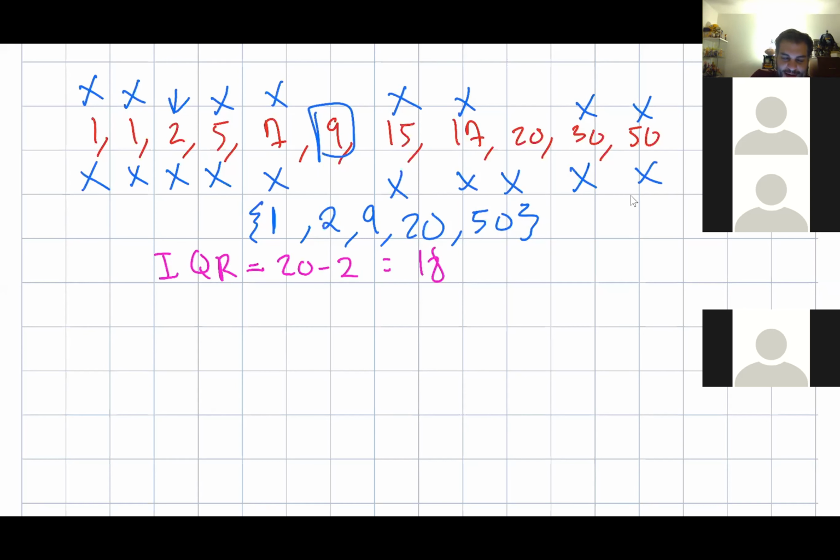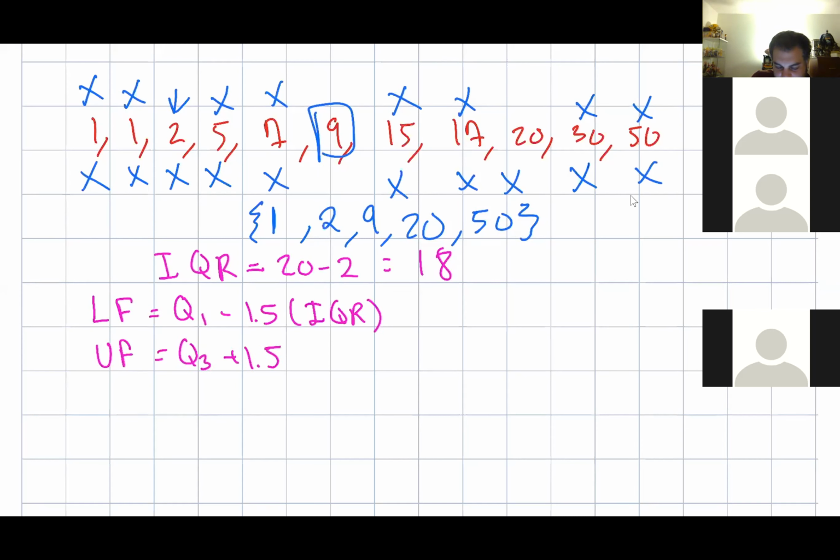All right, so the IQR is 18. For the IQR, you're going to use this for the lower fence and for the upper fence. Q1 minus 1.5 times IQR. Q3 plus 1.5 times IQR. So that's why you need the IQR. You have to find the lower fence and the upper fence.